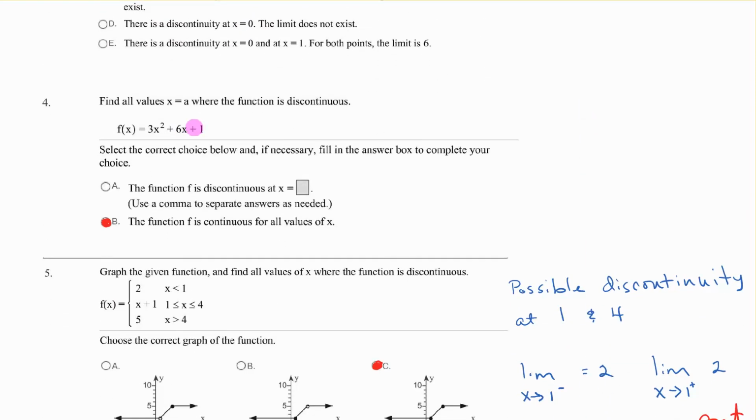4, this is a polynomial. And remember from the chart, we said all polynomials are continuous for all values of x. So we have b, it's continuous everywhere.